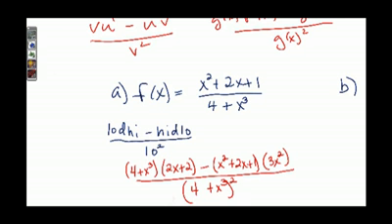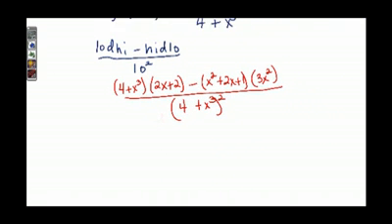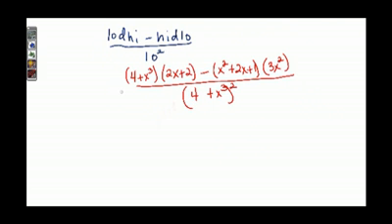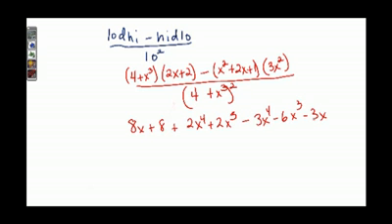Now, unfortunately, I created this problem to where nothing really simplifies or factors out, so you're just going to have to brute force it. If you do some FOIL action, you're going to get 8x plus 8 plus 2x to the 4th plus 2x cubed, minus, and then distribute this 3x squared through, so it would be a minus 3x to the 4th, minus 6x cubed, minus 3x. And then I'm just going to keep working with this top. Just keep in mind that this is still on the bottom.